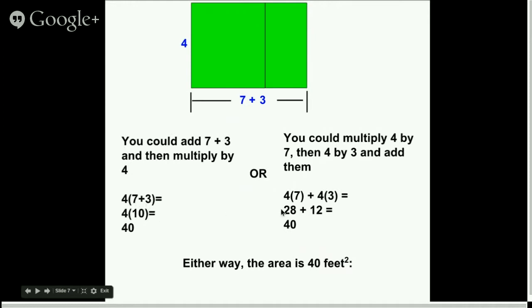You could also do 4 times 7 and 4 times 3. Both are correct and both get you 40. So you could put it in parentheses like this. Either way you get 40.